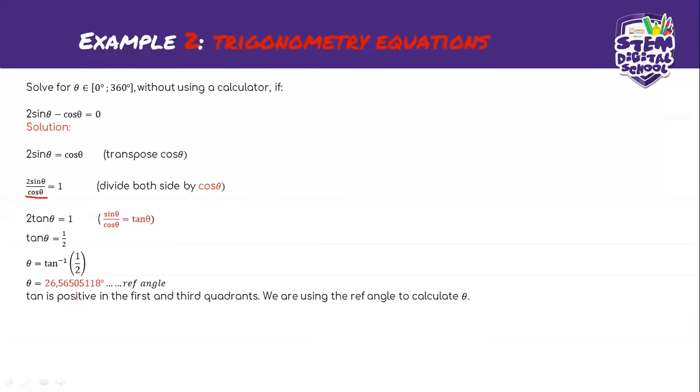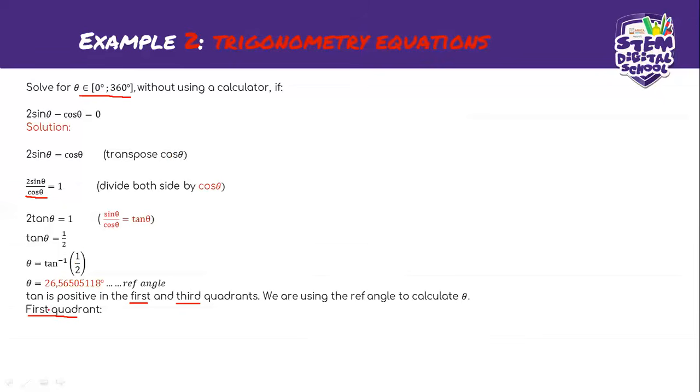Now tan is positive in the first quadrant and the third quadrant. So we are going to use the reference angle to calculate theta. Now, first quadrant, in this case, you are going to have the first quadrant. Why? Because look at this restriction. You say from 0 to 360, meaning every quadrant is included. First quadrant, second quadrant, third quadrant, fourth quadrant is included, right?